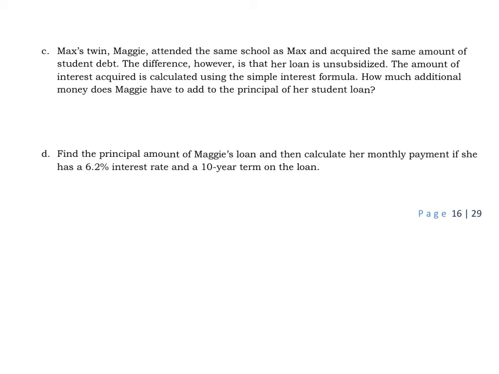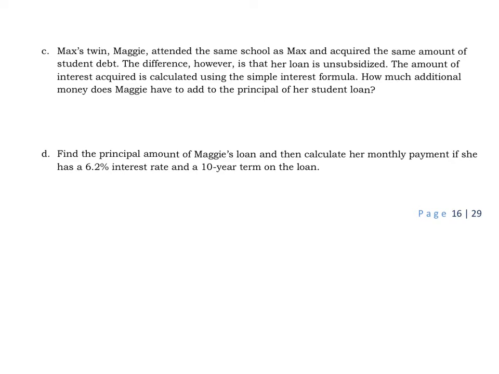Finance, example 23, C, D, and E. So in A and B, we calculated the monthly payment for Max's student loan. He initially borrowed $31,172, and he didn't have to pay any back interest on his subsidized student loan. So Max's twin Maggie attended the same school as Max and acquired the same amount of student debt.